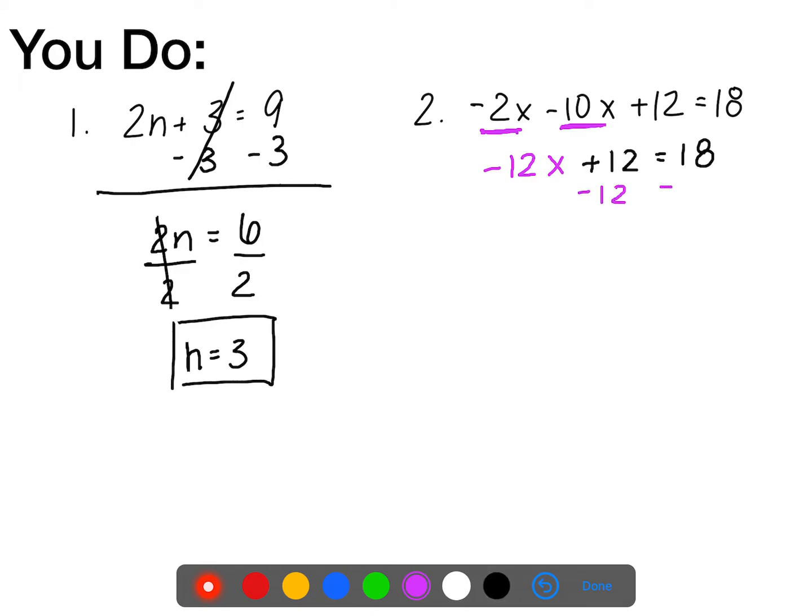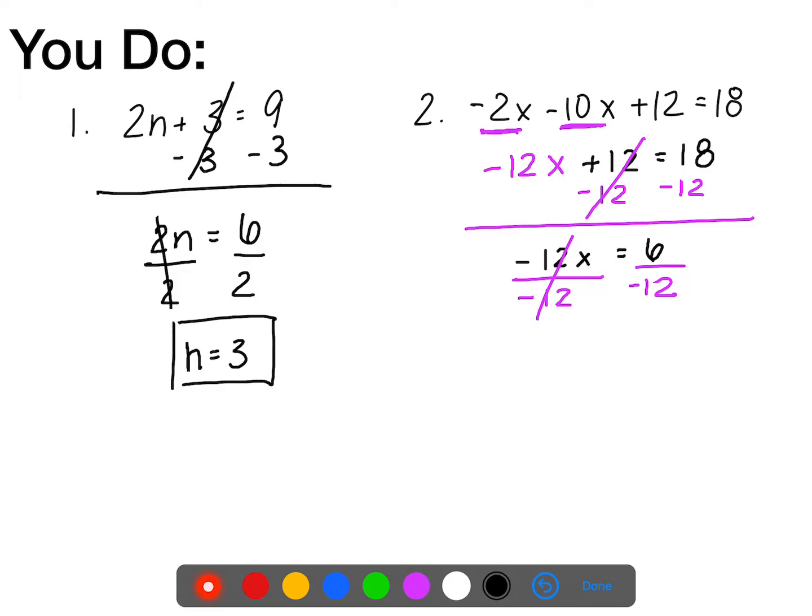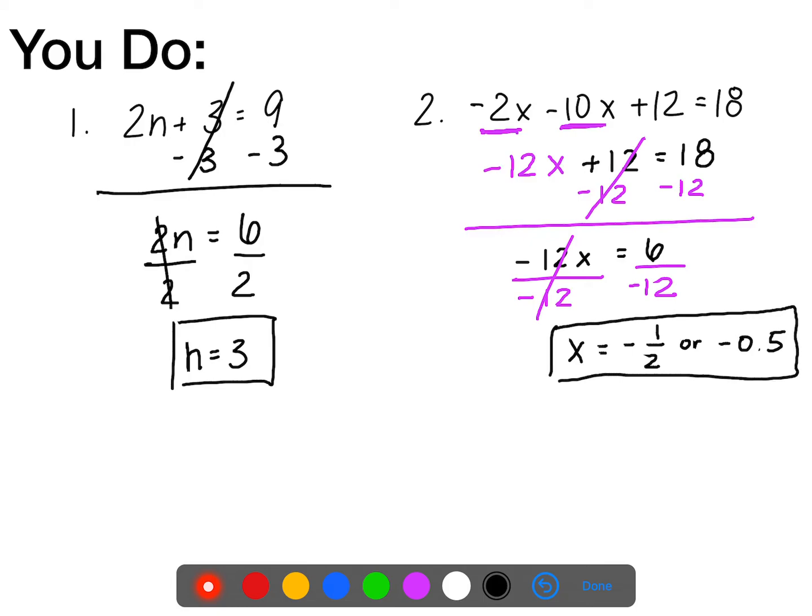So I get -12x = 6. Then what do I do? You divide by that -12, and I want to make sure I bring that negative along so that I get rid of it. And I end up with x = -1/2 or -0.5. Either one is acceptable.